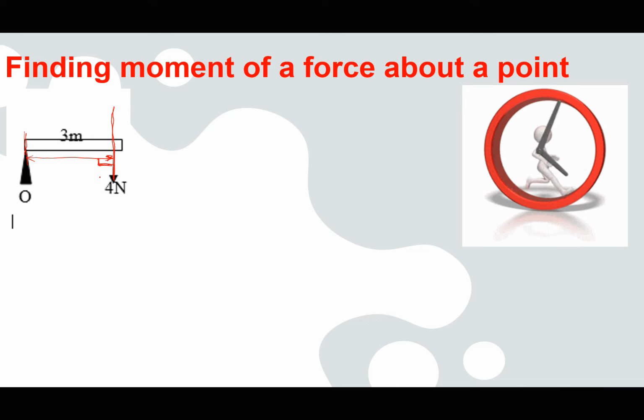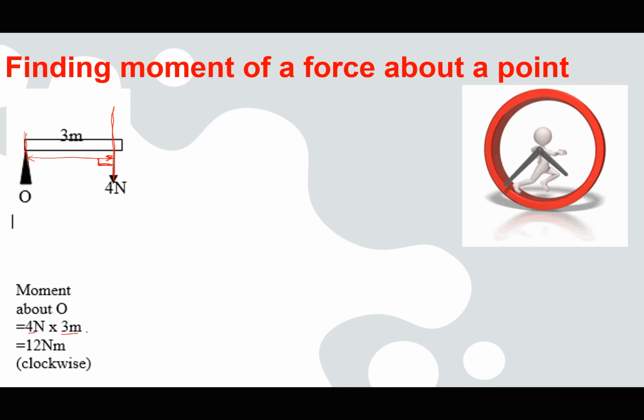So since moment is the product of force and perpendicular distance, I just multiply force, which is 4 newtons, and perpendicular distance, which is 3 meters. And this is going to give me 12 newton meters. Now note that this load, if it is there alone, is like pulling the beam to fall in this direction. And when you look at the clock in this direction, that is clockwise. Therefore, the moment produced by 4 newtons is actually clockwise.